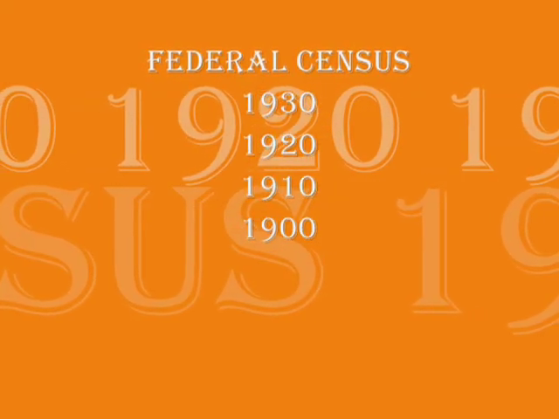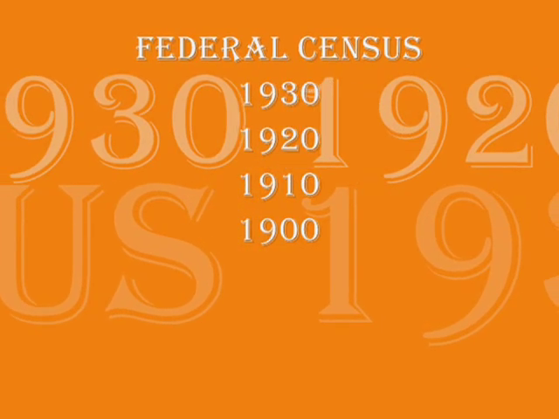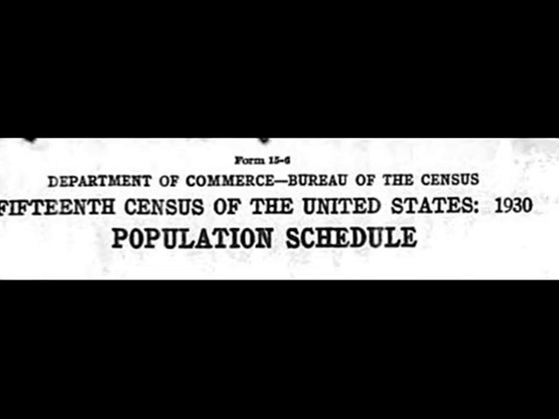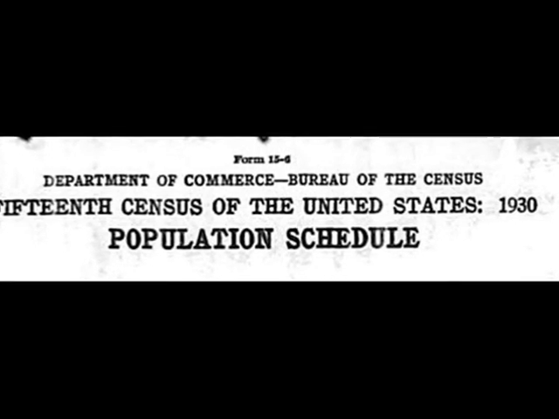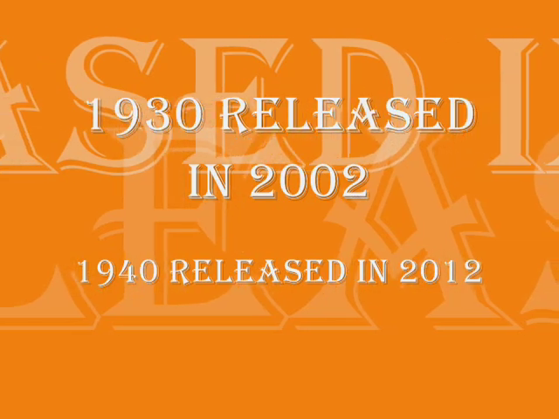So let's take a close look at the various census years from 1930 to 1900. 1930 was the 15th census of the United States. It's been taken every 10 years beginning in 1790. To protect the privacy of living people, information in the census is sealed from the public for 72 years. 1930 was released in 2002, and 1940 is scheduled to be released in 2012.